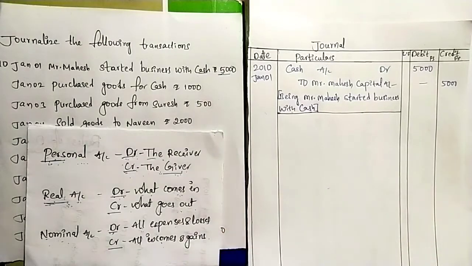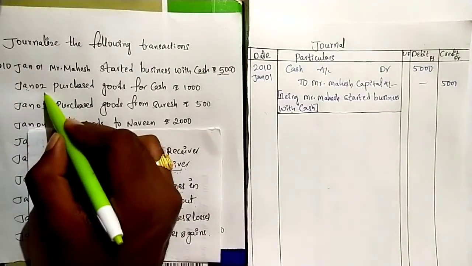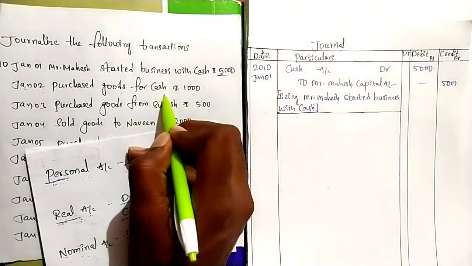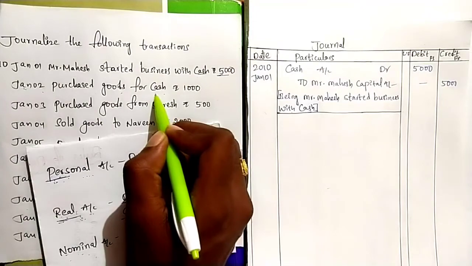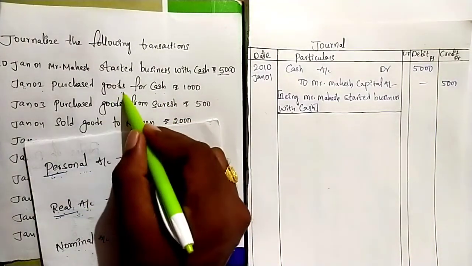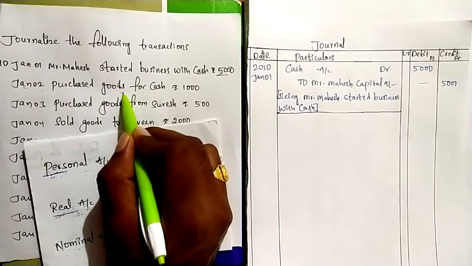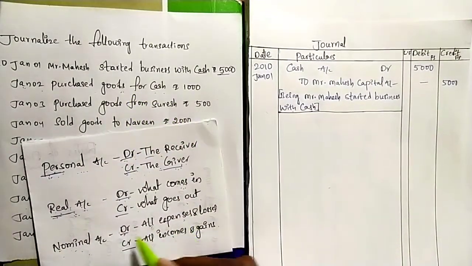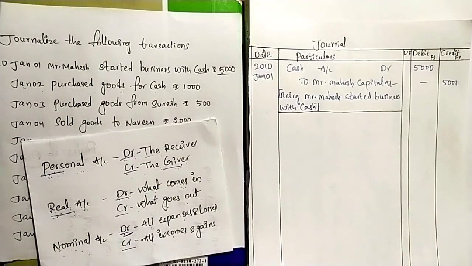Right. Next, coming to the second transaction, January 2nd, purchased goods for cash. Again cash is involved, cash is an asset, so we have to follow the rule of real account. Next, purchased goods, it is an expenditure, a major expenditure to the business. All expenses will be debited, so purchase account is to be debited.